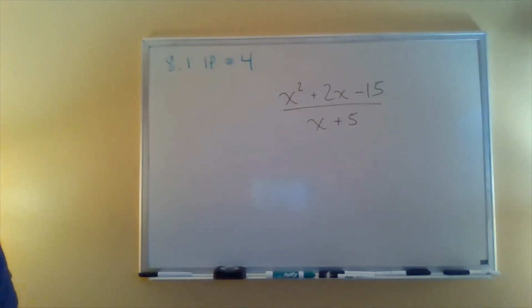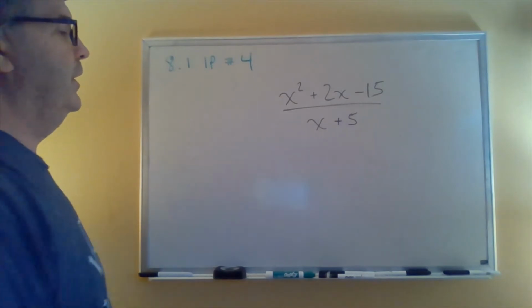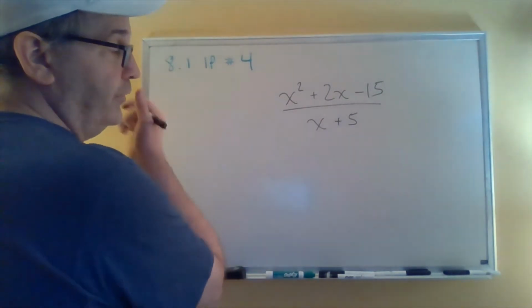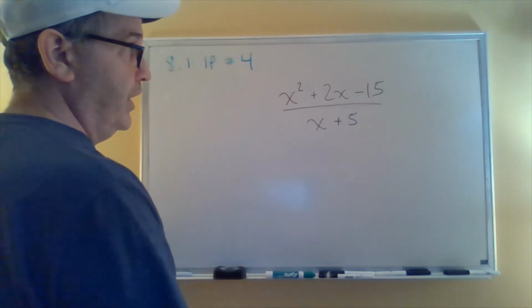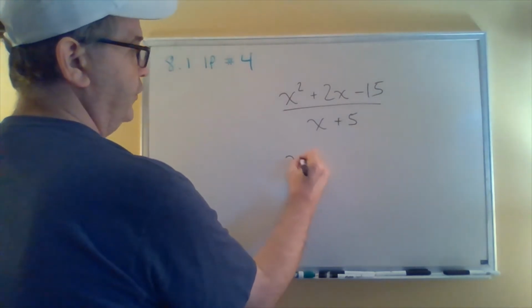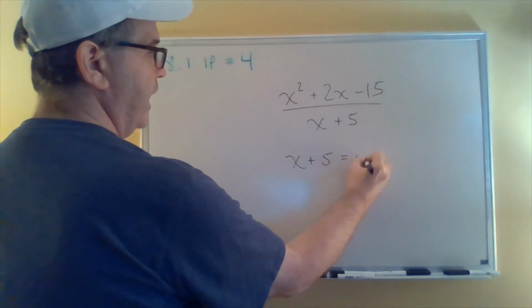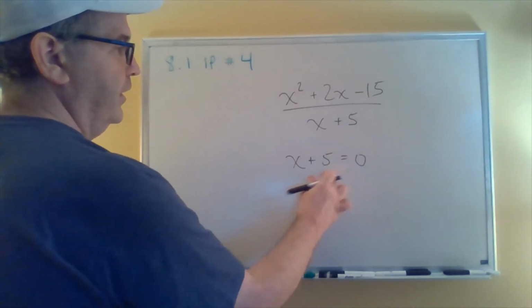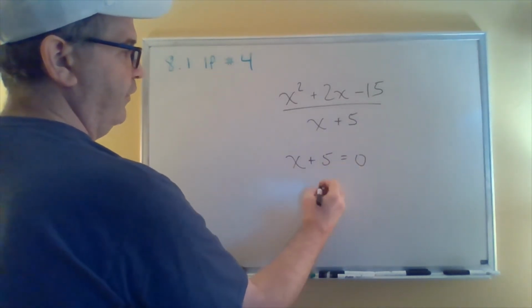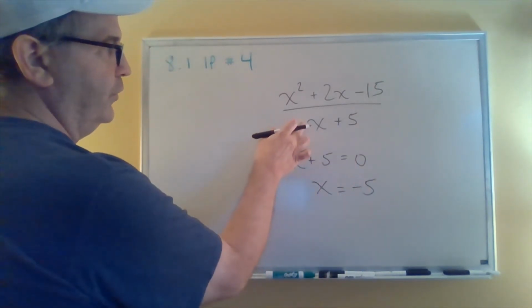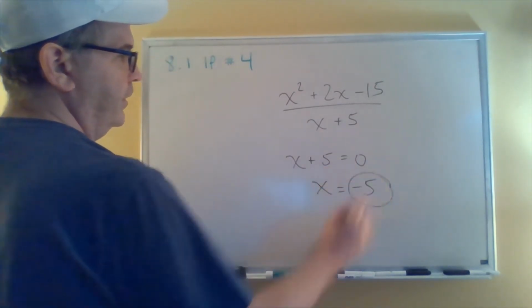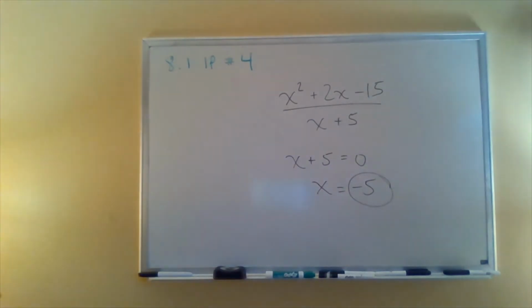Number 4, we're given the expression x squared plus 2x minus 15 all over x plus 5. To find our excluded value, we look for the value that's going to make this undefined. And when is this undefined? When our denominator equals 0. So let's set this equal to 0 to find what that excluded value is. X plus 5 equals 0. Subtract 5 from both sides. X is negative 5. So there is our excluded value right there.